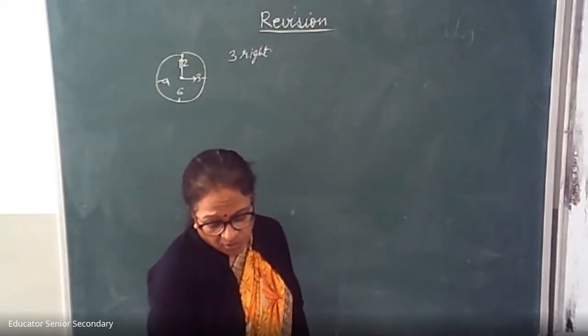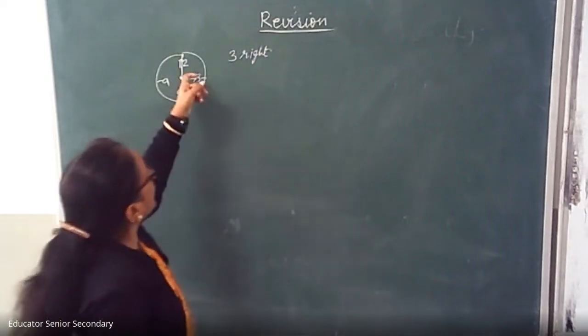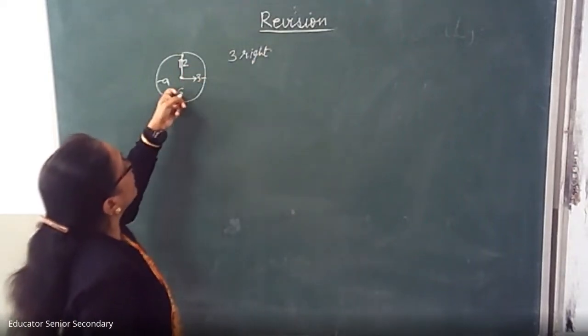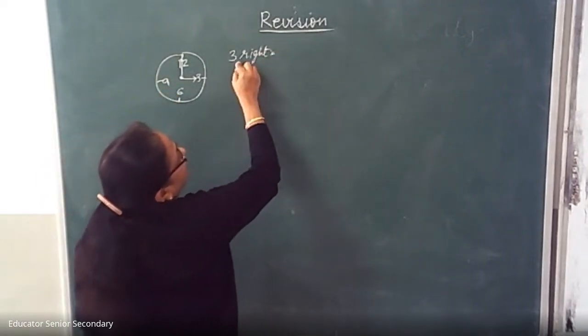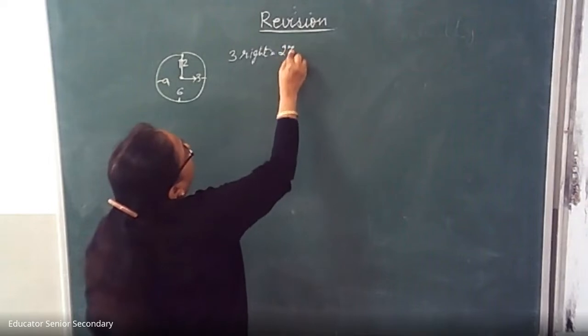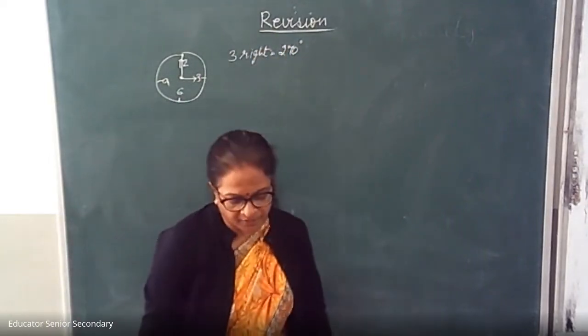And when you are talking about the angle, if one right angle is 90 degrees and you are moving three right angles, then the degree is 3 into 90, which is 270 degrees. It is moving by 270 degrees.